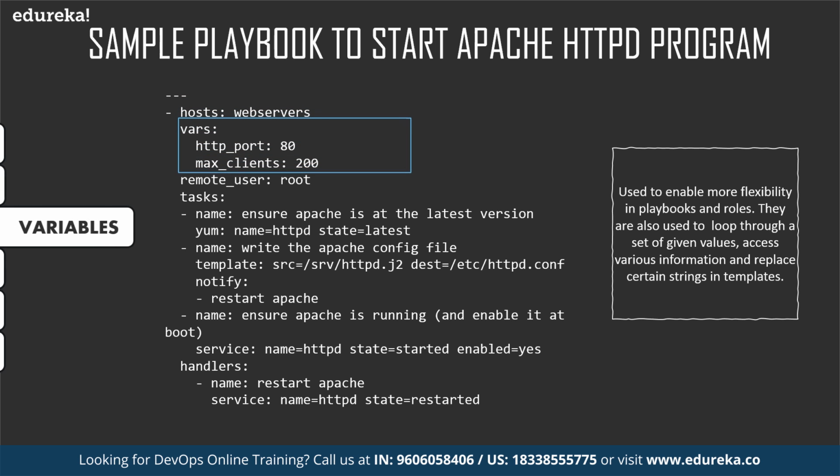After that comes the variables. So Ansible uses the variables which are defined previously to enable more flexibility in playbooks and roles. They can be used to loop through a set of given values, access various information like the host name of the system, and replace certain strings in templates with specific values. So as you can see on my screen, we have two variables over here, that is the HTTP port and the max clients, right?